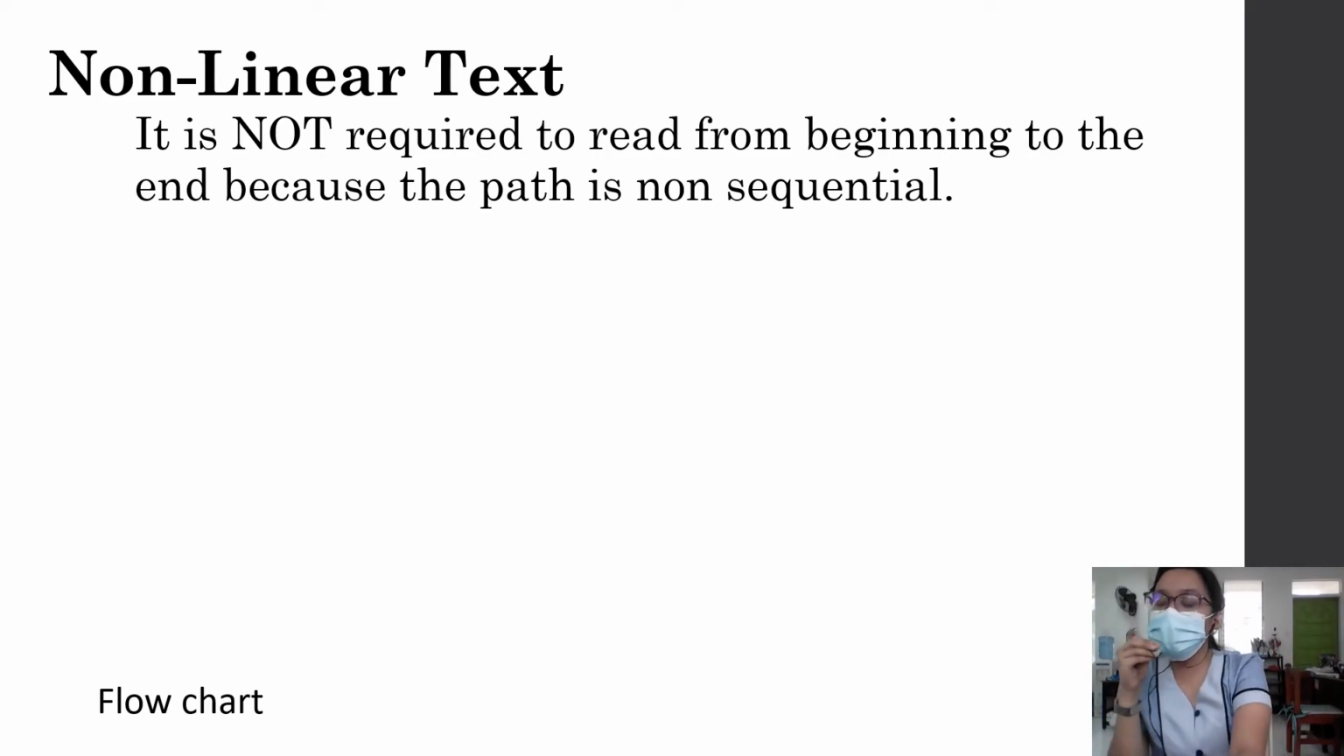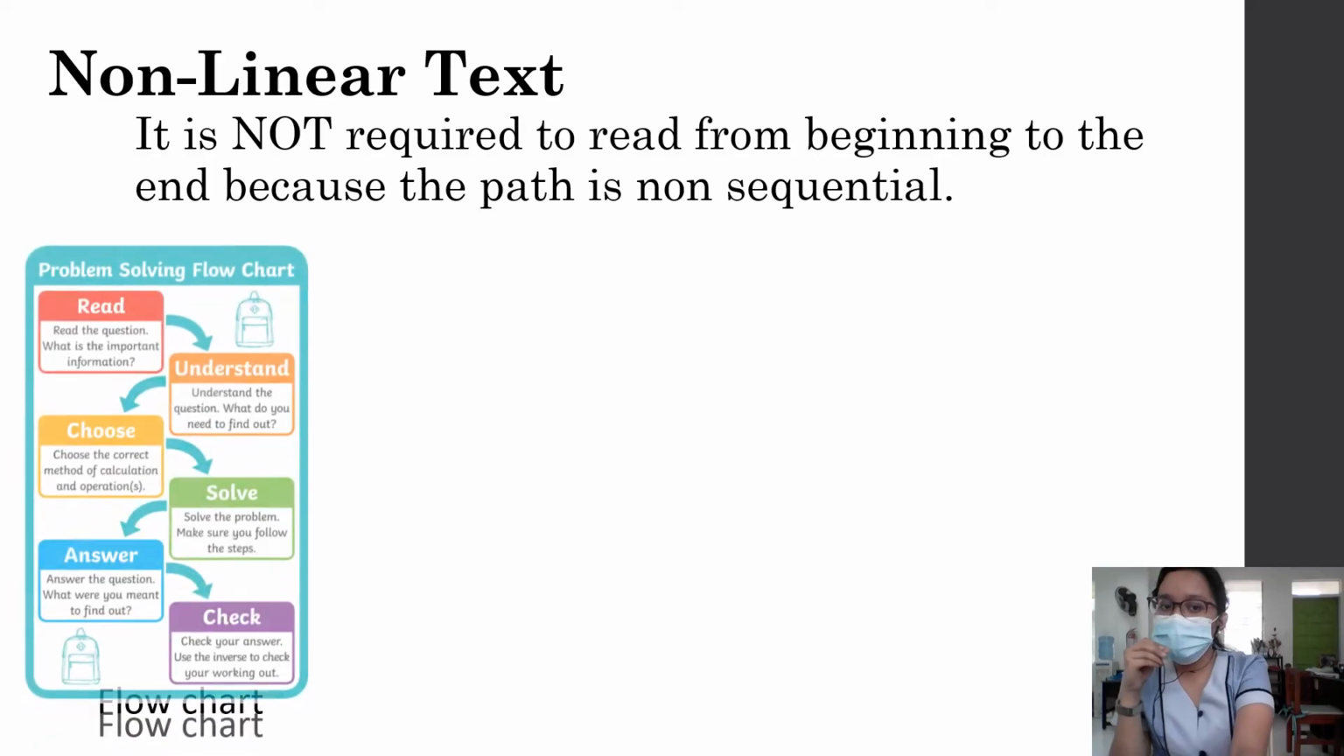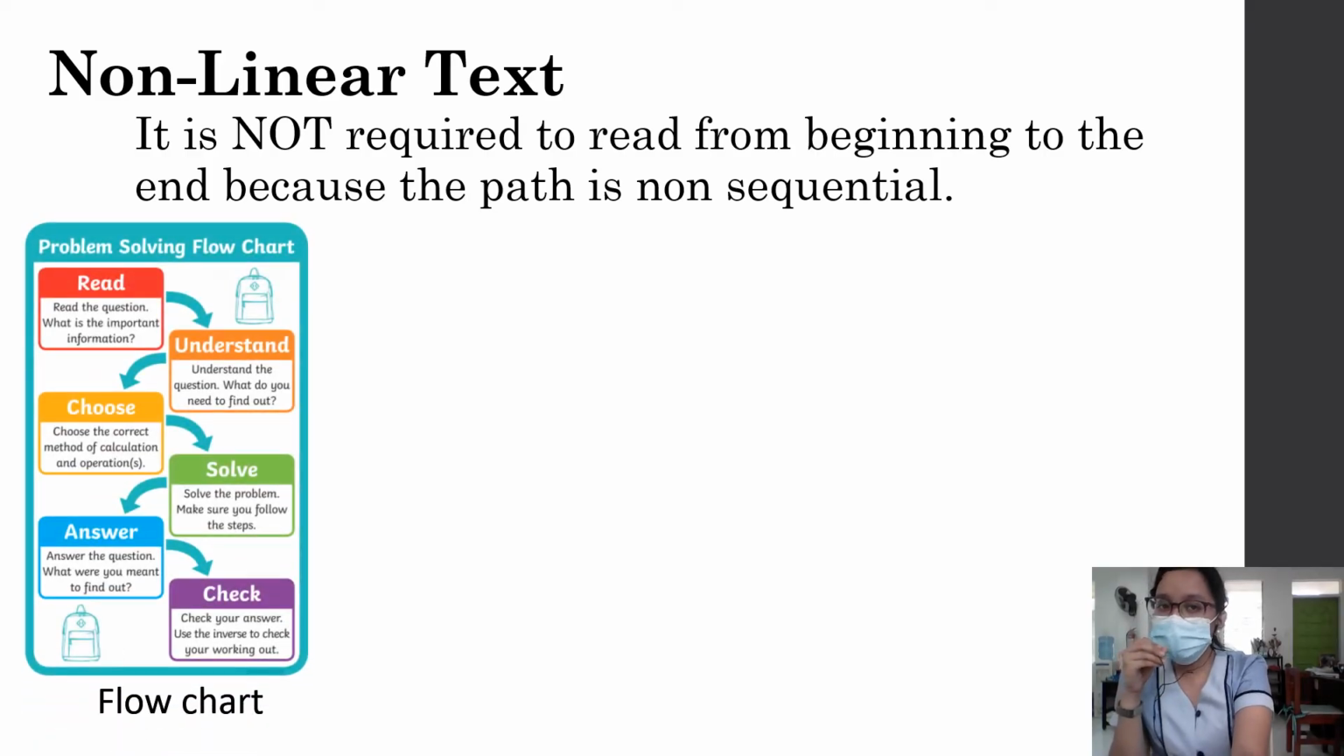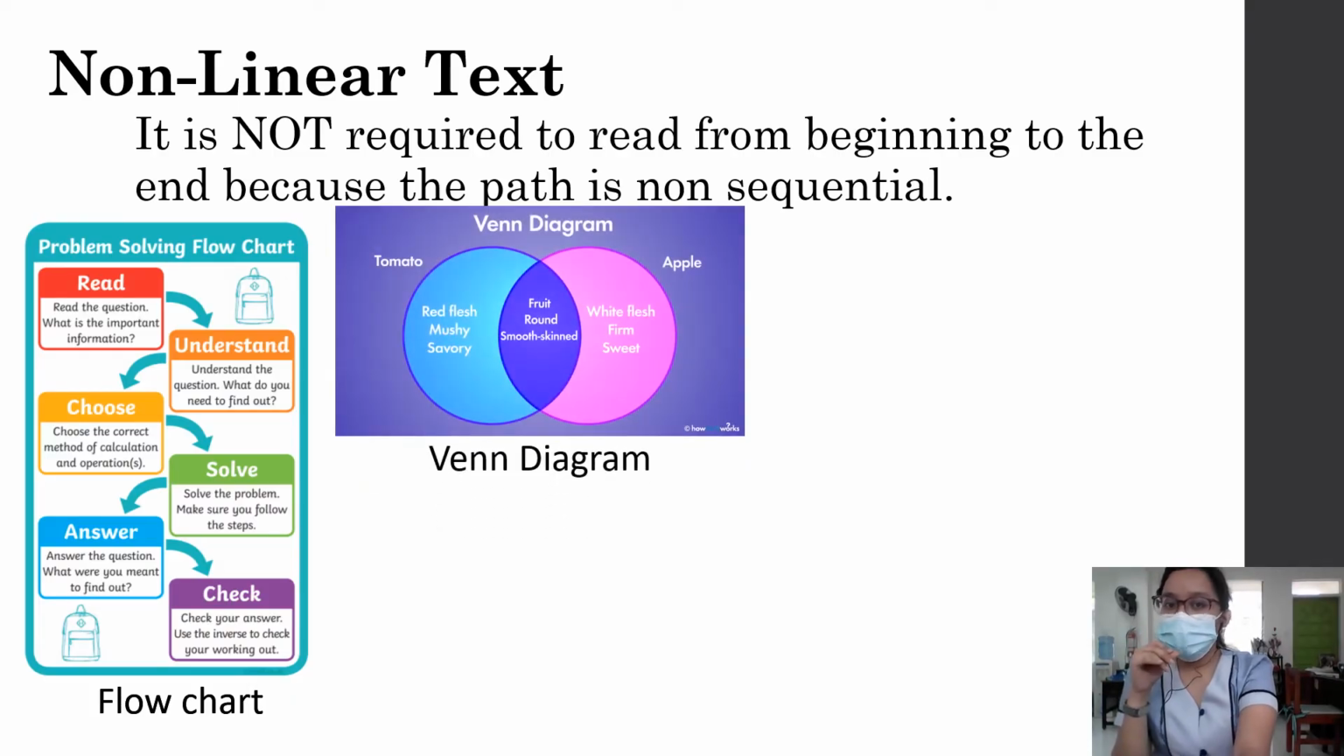So what are the examples of non-linear text? The first one is called flowchart. Mainly, non-linear texts are those texts that are not in the form of paragraphs or stanzas. So it is non-sequential. You can read it from end to the beginning or beginning to the end. So next is Venn diagram. For example, in the Venn diagram, you don't have to start from left to understand what is going on the right. So you can read the text from the right or from the left.